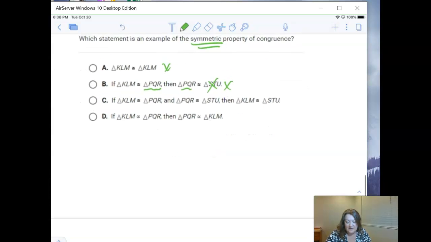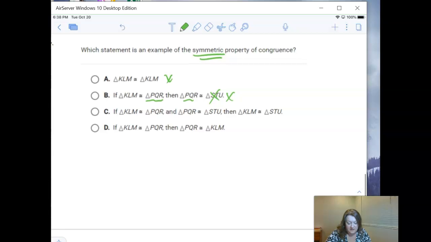C, KLM is congruent to PQR, and PQR is congruent to STU. No, that's the transitive property. That's the middleman one. Okay, so we're down to D. Let's hope it's D. KLM is congruent to PQR. So this should just be moved to the front, and it is. And this should be moved to the back. It is. So this is answer D.